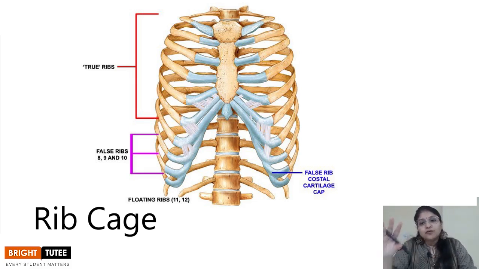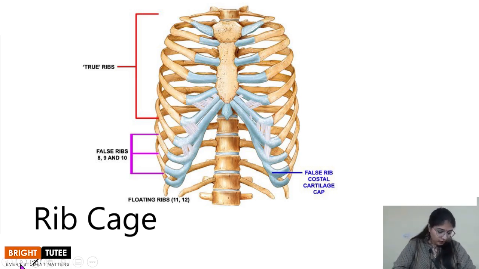So the rib cage is formed of a total of 24 ribs, 1 chest bone and the backbone, right? So this whole structure is the rib cage, and the importance of this structure is to protect. It protects the chest cavity within which we have the lungs and heart, right?